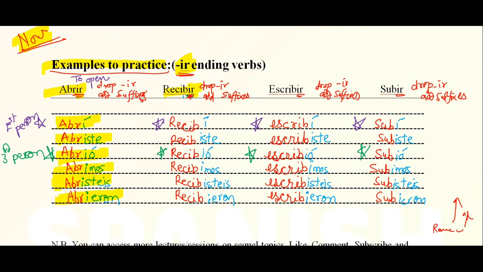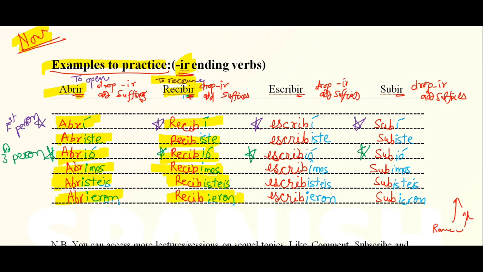Second verb, IR ending, recibir, to receive. That is, recibí. You also can practice with me. Recibiste, recibió, recibimos, recibisteis, recibieron.